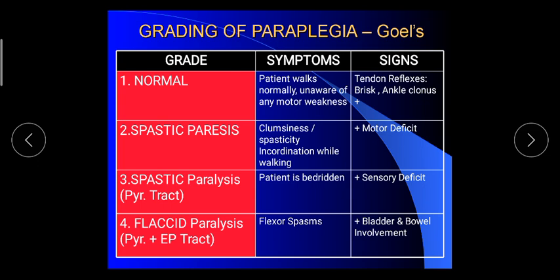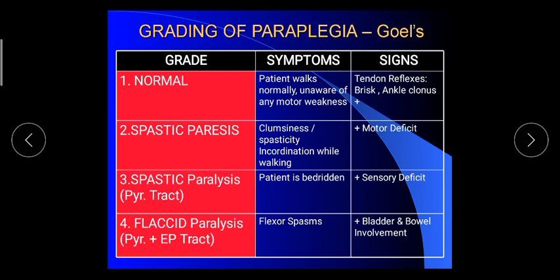Anvil test: you thump on the head, and the patient will feel pain in the back because the force has got transmitted. In a normal person there will be no pain, whereas in a TB spine patient there is pain when you thump the head. So this is the anvil test.